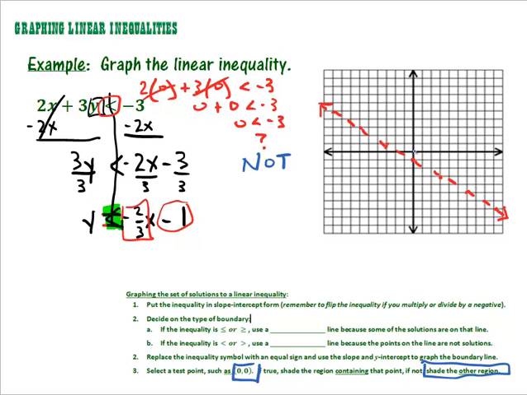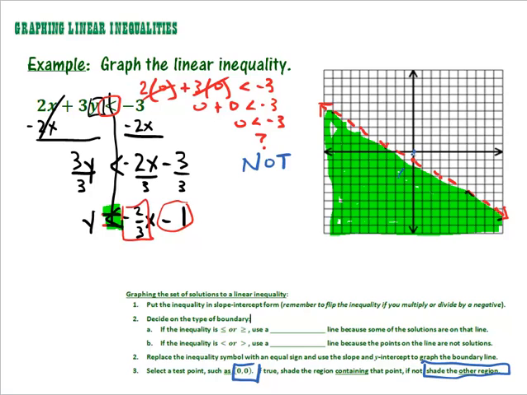Therefore we shade the region opposite 0, 0. Here's 0, 0. The region opposite would be down here. So we're going to shade all this area down here. This is where our solutions are. Any point down this shaded area is going to be considered a solution to this inequality. And we can test it out by trying a point. So let's just pick a point down here.